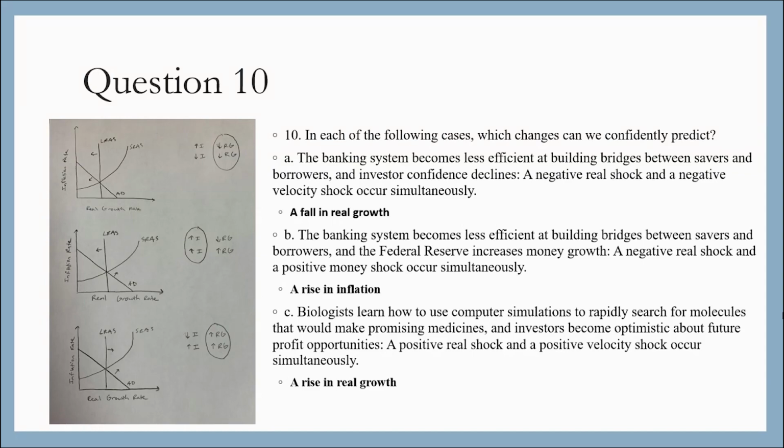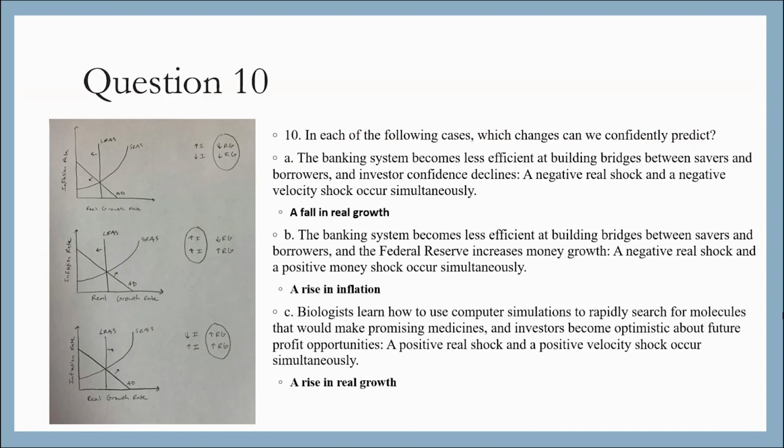Question 10 asks, in which of the following cases which changes can we confidently predict? So part A, the banking system becomes less efficient at building bridges between savers and borrowers, and investor confidence declines. A negative real shock and negative velocity shock occur. So this would be the first graph on the left. The negative real shock alone would cause an increase in inflation and decrease in real growth as it shifts the LRAS to the left. And the negative velocity shock would decrease inflation and decrease real growth as it would shift the aggregate demand curve down. So this would together cause a fall in real growth.